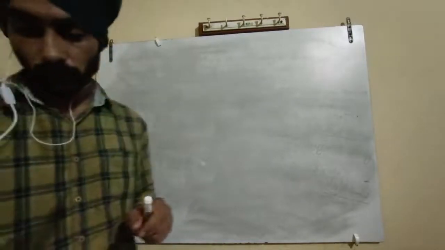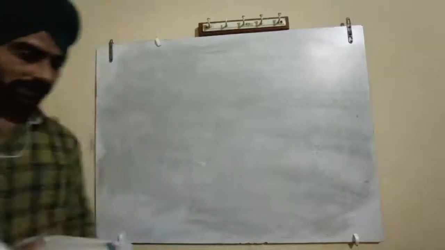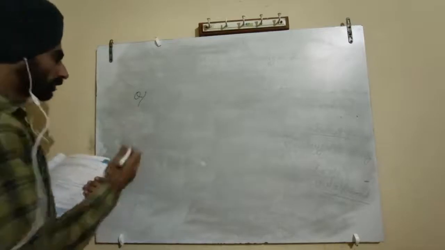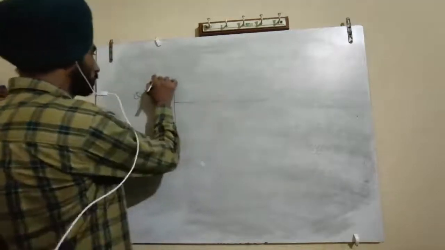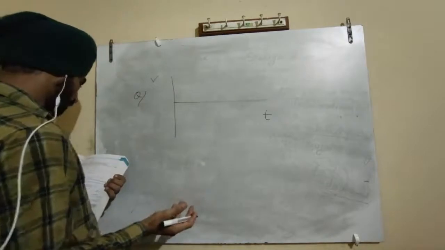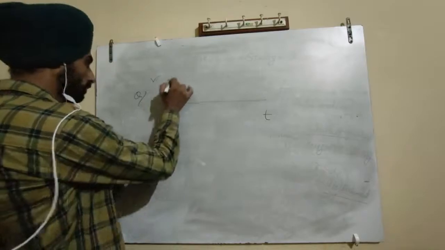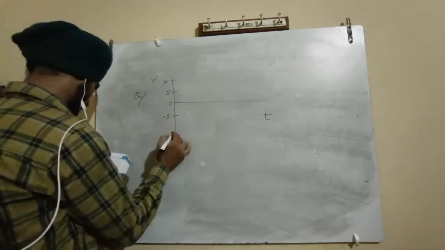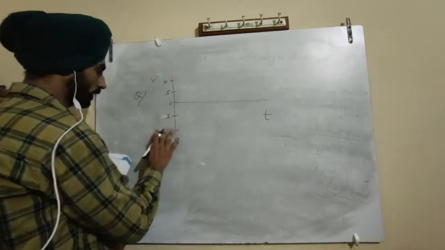So I am giving you an example. It is a numerical type question. It's a VT graph. Suppose here is velocity, here is t. Upper portion velocity will be positive and lower portion velocity will be negative. Suppose it's 0, 5, 10, and here it's minus 5, and here it's 10. So 5 is the velocity, 10 is the velocity.